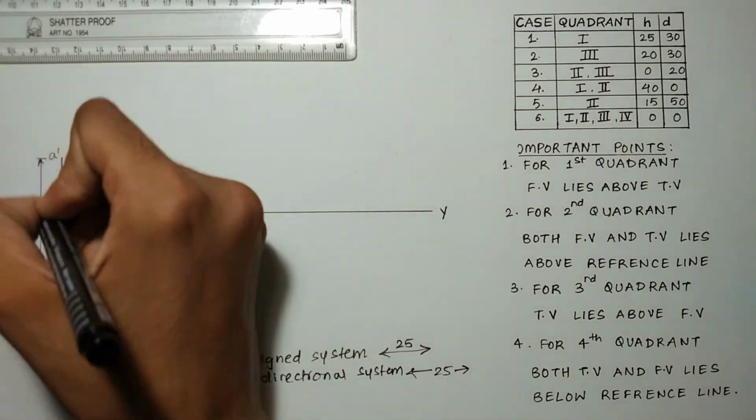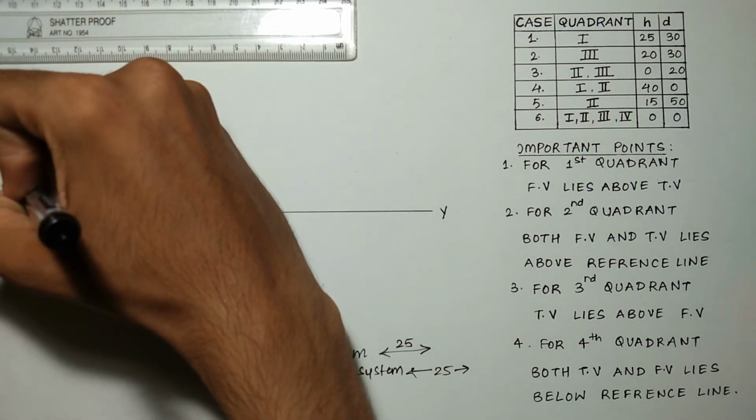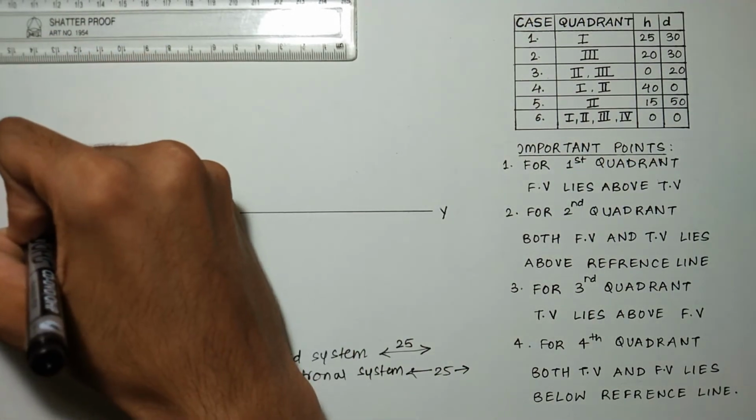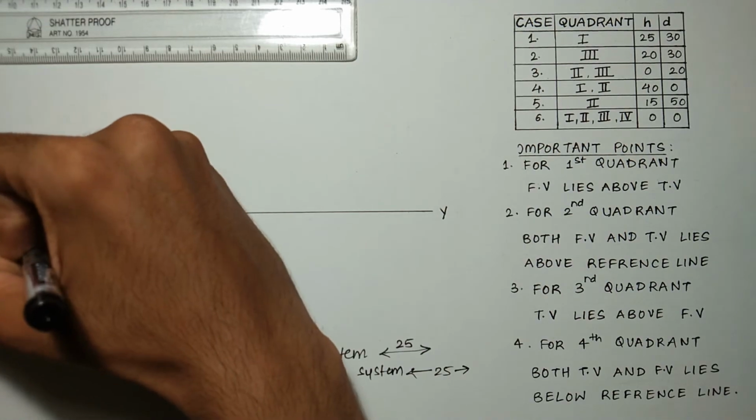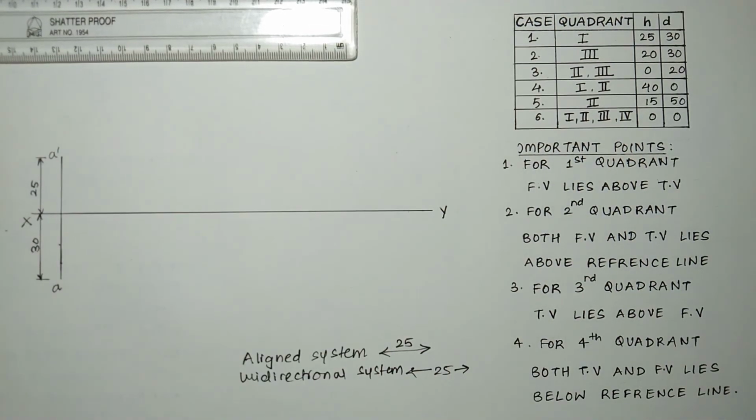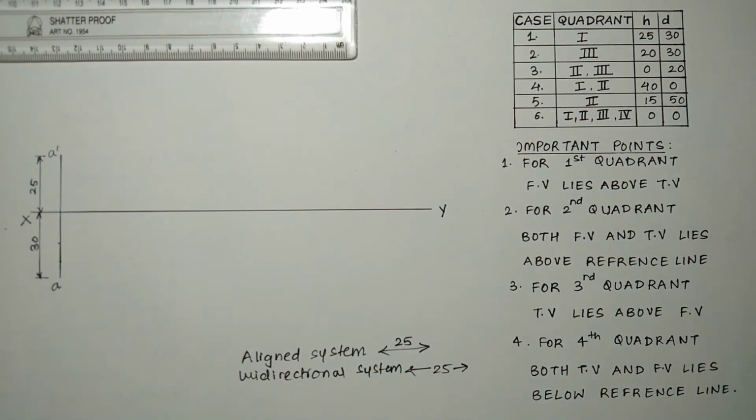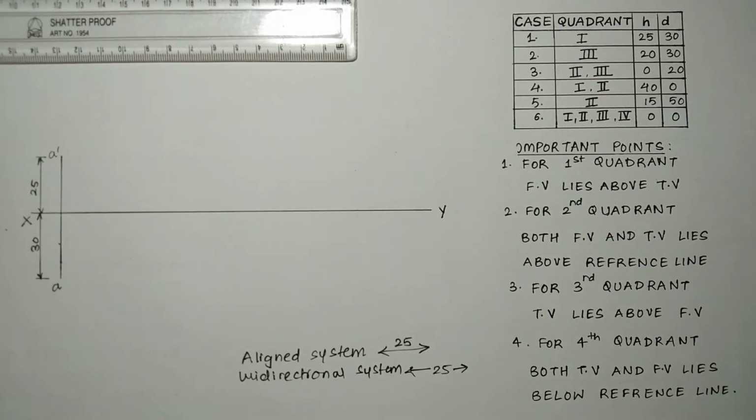This distance is given as 25 mm, so let us plot it 25, and this distance is given as 30 mm, so let us plot it as 30 mm.